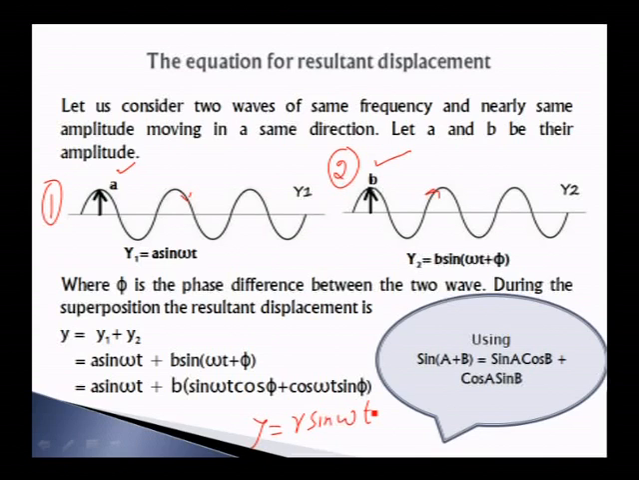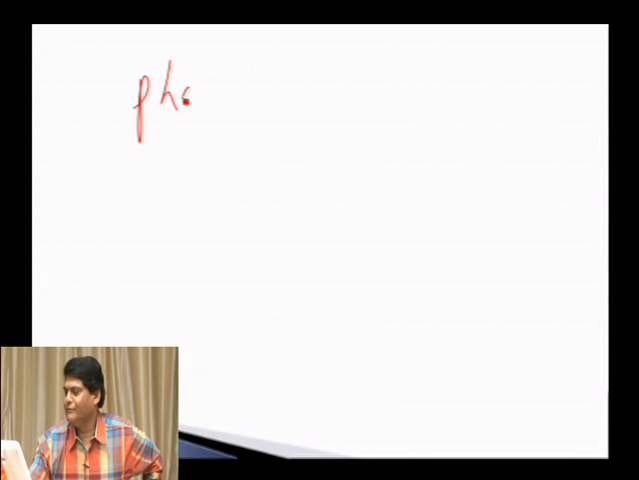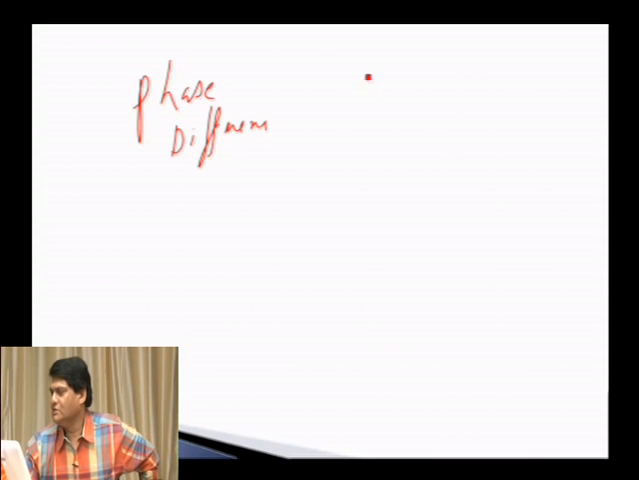Now, what is this phi? Phi is referred to as the phase difference between the two waves during the superposition. So, what is this phase difference? To understand this, let us imagine that the phase difference tells you about the position of the particles. For example, here we define two things: one is the phase difference, and the other is the path difference.